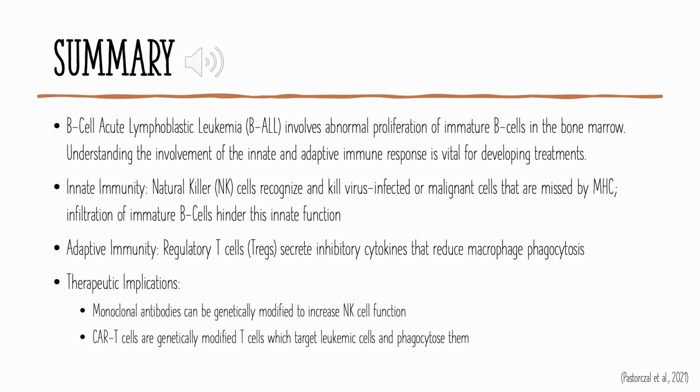Adaptive immunity involves regulatory T cells, Tregs, which secrete inhibitory cytokines that dampen macrophage phagocytosis, impairing the body's ability to clear leukemic cells. Therapeutically, monoclonal antibodies can be genetically engineered to enhance NK cell function, bolstering innate immunity against B-ALL. Additionally, CAR T-cell therapy involves modifying T cells to target and eliminate leukemic cells, leveraging adaptive immunity for targeted treatment. By targeting both innate and adaptive immune responses, novel therapies aim to improve outcomes for B-ALL patients by enhancing immune surveillance and clearance of leukemic cells.